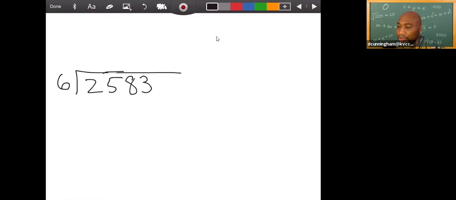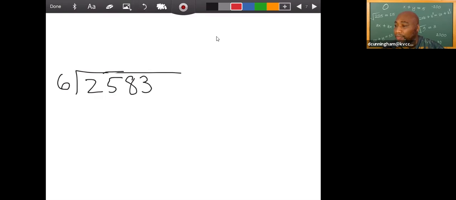So can 6 go into 2? No. So let's go to the next number. Can 6 go into 25? It can. Now we don't want to go over. So we know 6 times 3 is 18. 6 times 4 is 24. 6 times 5 is 30. 30 is too big. It's bigger. So we got to go 1 less.